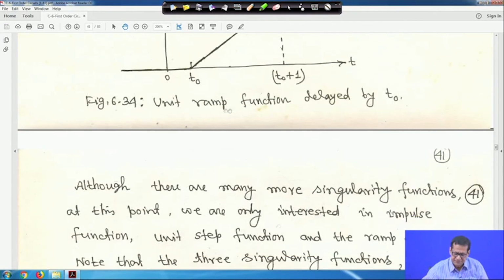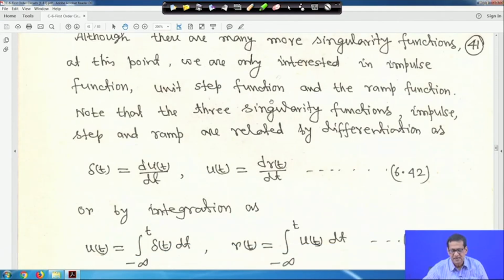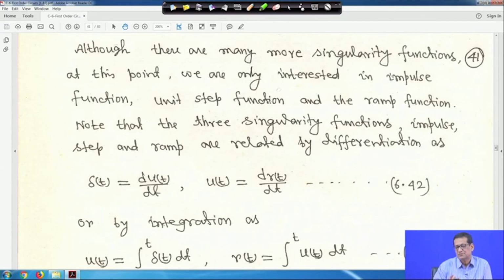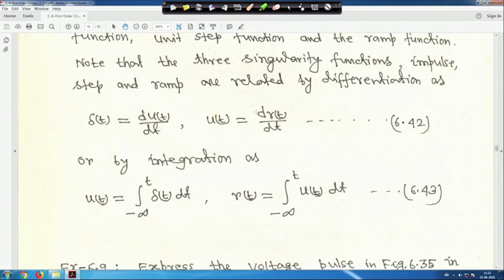Although there are many more singularity functions, in this course, for the sake of completeness, we have given a flavor of these three different functions. We are only interested in the impulse function, the unit step function, and the ramp. Note that these three singularity functions are related by differentiation as follows: delta(t) is the derivative du(t)/dt, and similarly u(t) is the derivative dr(t)/dt.